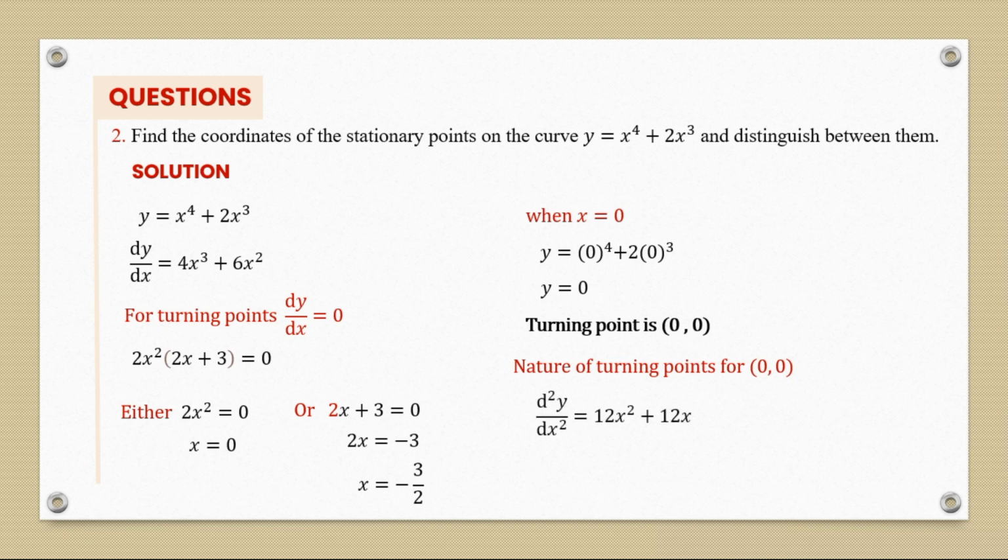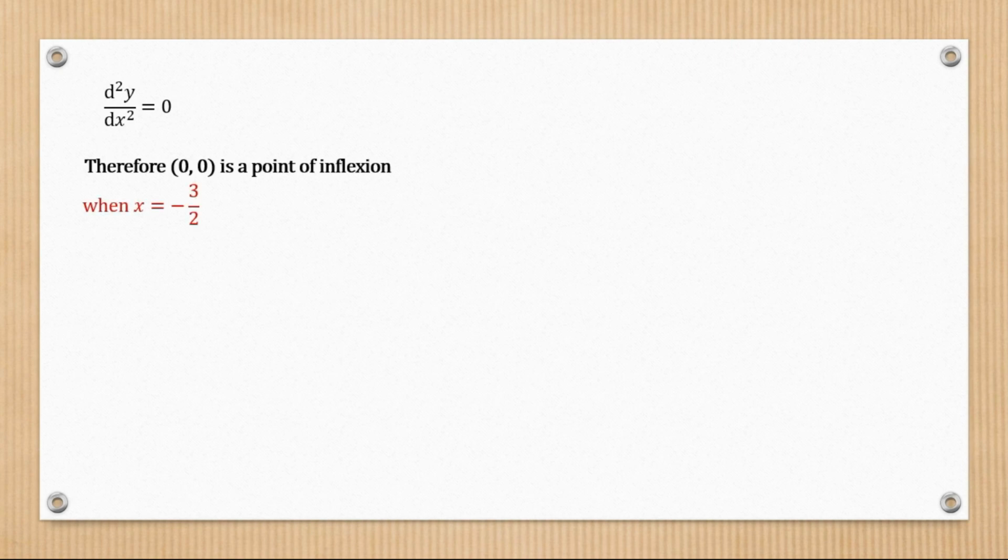First of all, we get the second derivative for this, and we have 12x squared plus 12x. When I plug in 0 where there is x, I get the second derivative, d squared y over dx squared, equal to 0. Since that value is 0, the point (0, 0) is a point of inflection. And then let's look at when x is equal to -3/2.